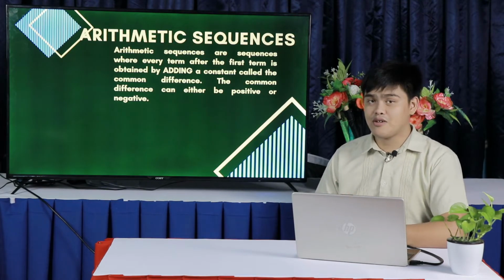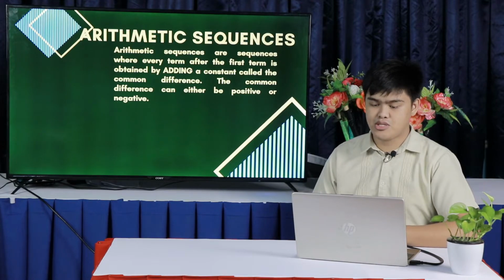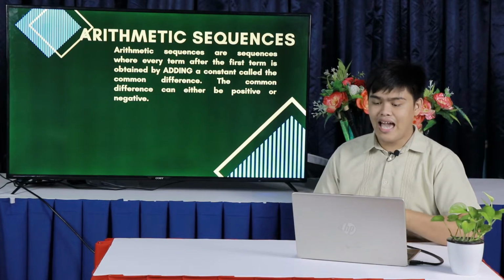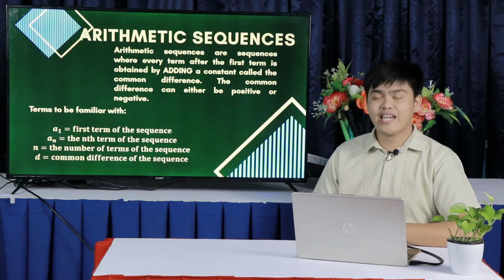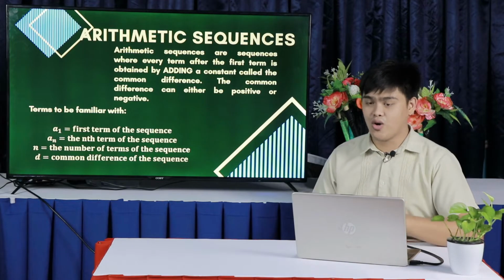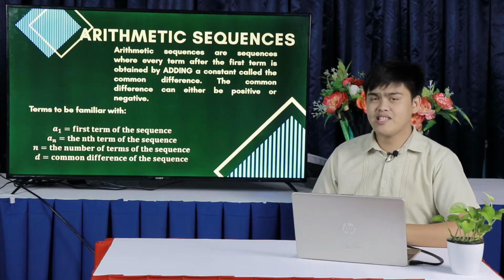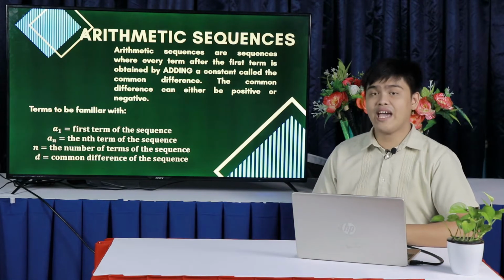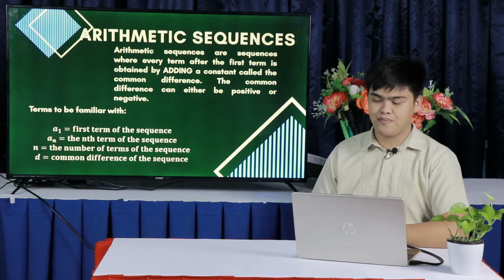An arithmetic sequence is a sequence where every term after the first term is obtained by adding a constant called the common difference. The common difference can either be positive or negative. In the activity we did earlier, the common difference was 2 because it is what we add to the previous term in order to obtain the next term.